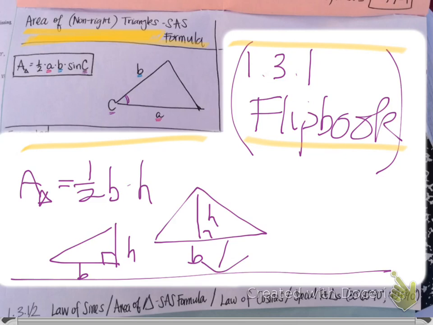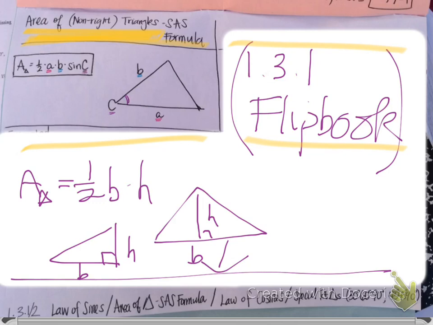But what if we have a triangle, like an oblique triangle is what we call it, where there's no right angles? We don't know the height. No sabemos. We don't know the height. And none of these are perpendicular here, right? So how are we going to find the area? Well, in class we talked about this new formula. It's the area for non-right triangles.